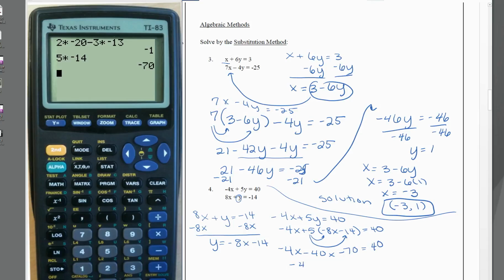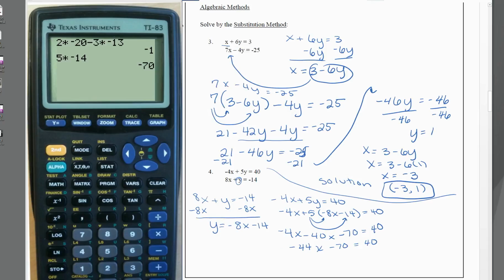So negative 44x minus 70 equals 40. Now I want to add 70 to both sides. So I get negative 44x equals 110. Okay, now I need to divide both sides by negative 44.